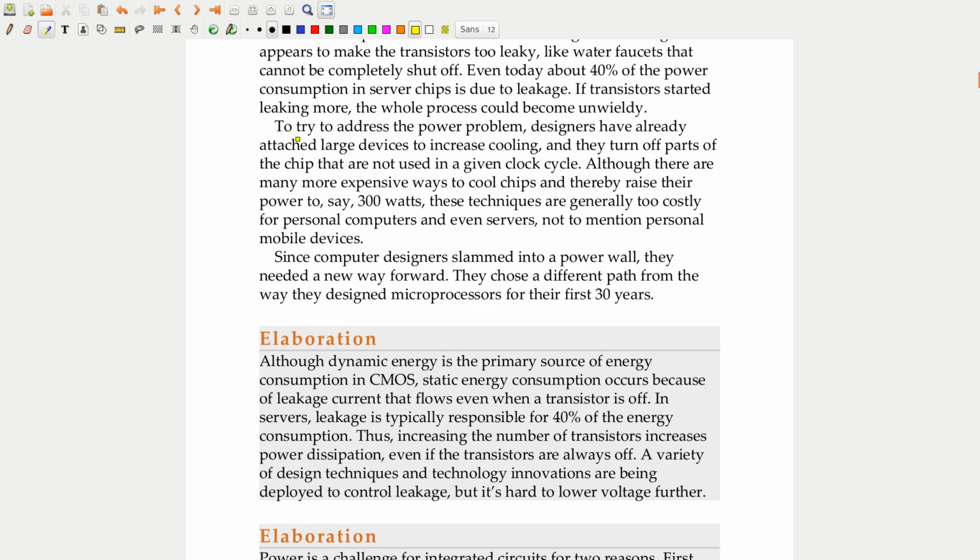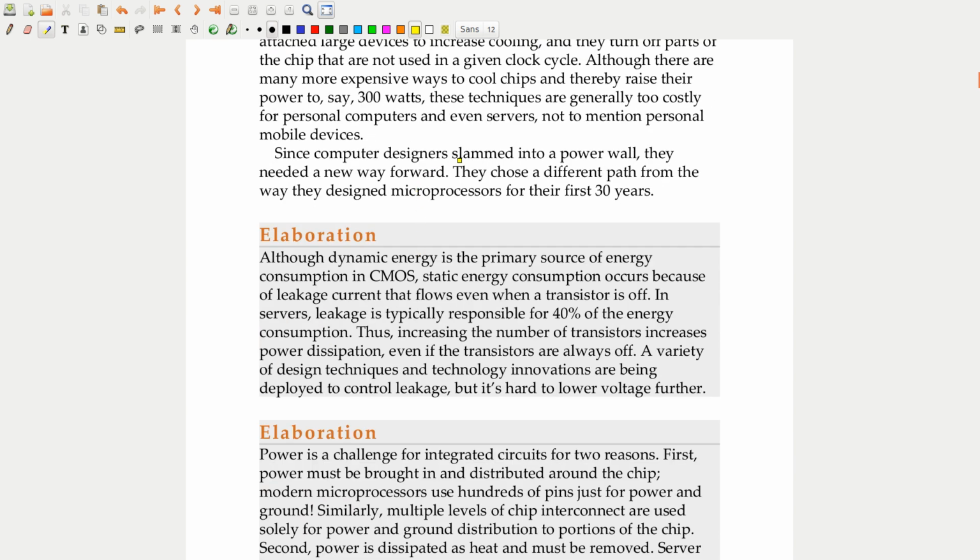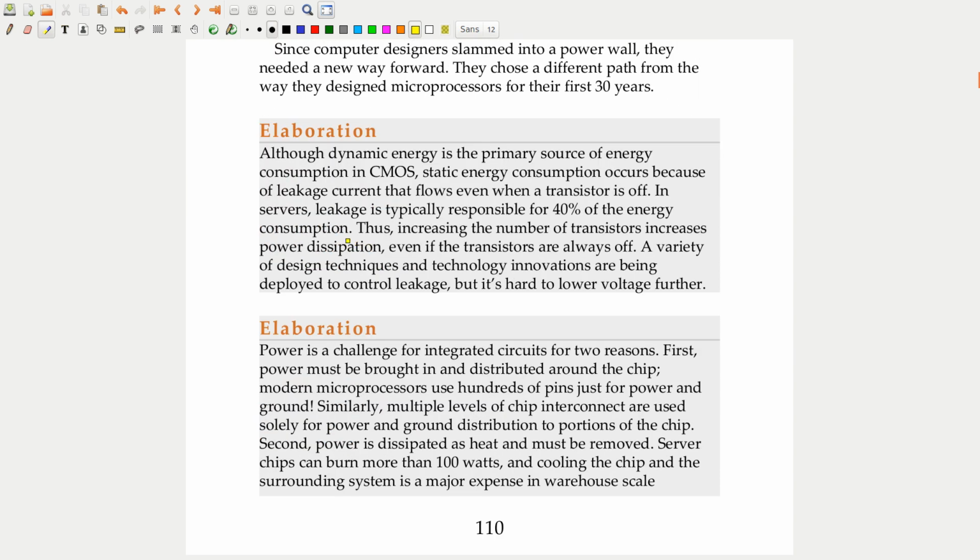Okay, so to try and address the power problem, designers have already attached large devices to increase cooling. So water cooling CPUs, right? Or the big fans and heat sinks you put on GPUs. That's what they're talking about here. Although there are many more expensive ways to cool chips and thereby raise their power to, say, 300 watts, these techniques are generally too costly for our PCs. Since computer designers slammed into the power wall, they need a new way forward. They chose a different path from the way they designed microprocessors for the first 30 years.